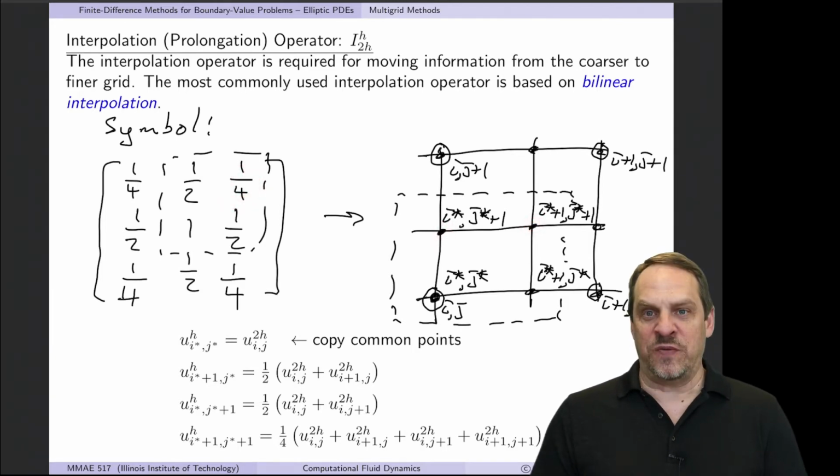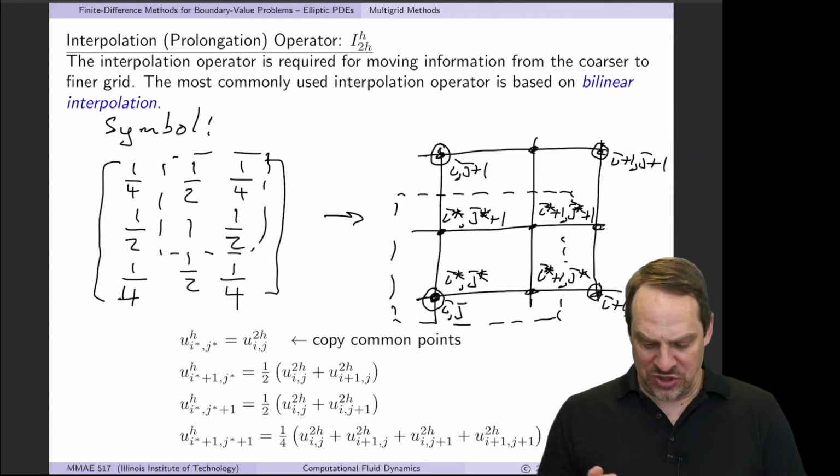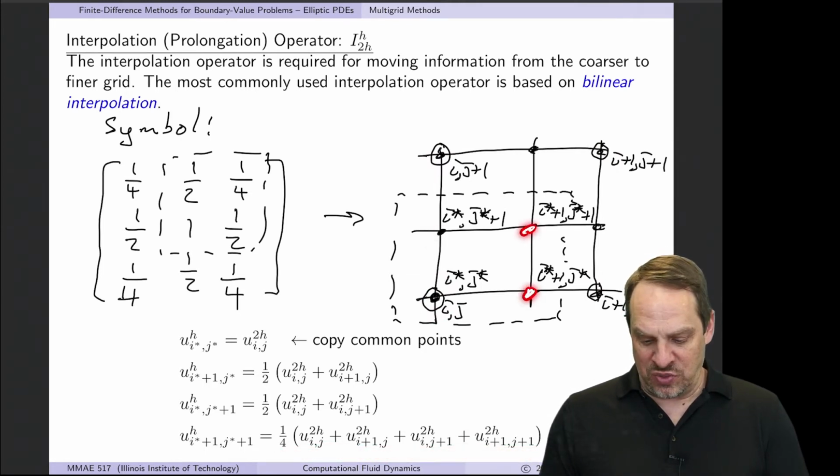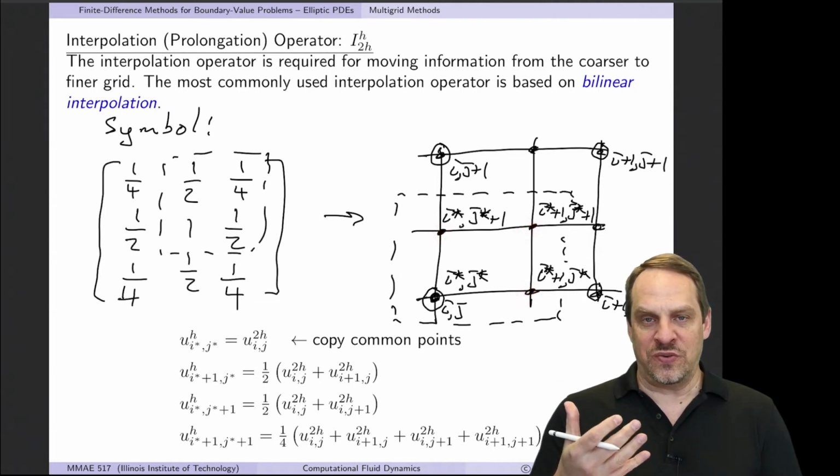Now why the 1/2 and the 1/4? This is just linear interpolation. So if I wanted to get the value here, I just take the average of these two values. If I want to get this value, I just take the average of these two values. That's what's reflected here and here. 1/2 of the sum of those two. And then this point in the middle, well, that's just the average of these 4. So it's 1/4 of the sum of those 4 points. And in that way, we fill in these 3 additional points that correspond to the fine grid.